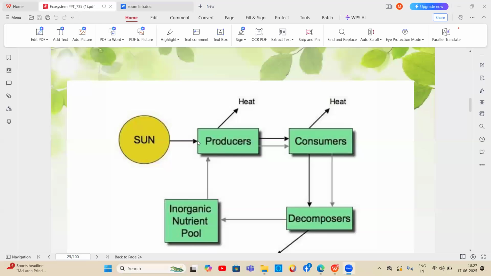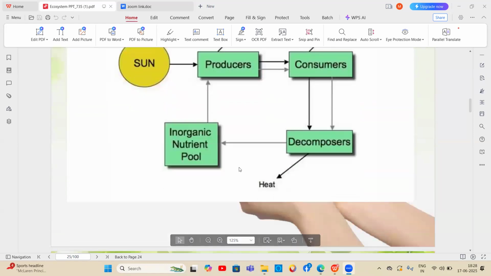In the presence of solar energy, the producers produce the food materials and they are transferred. While synthesizing and transferring, some amount of energy is released in the form of heat. Again, from the producers to the consumers, from the consumers to the decomposers. After decomposition, they live in the soil, and the plants again absorb these nutrients and it is transferred again. So another function is the cycling of nutrients.